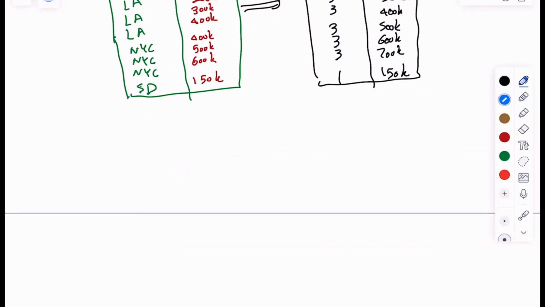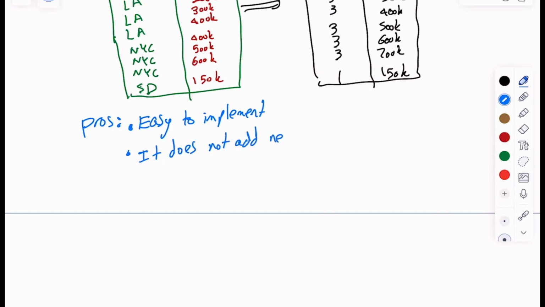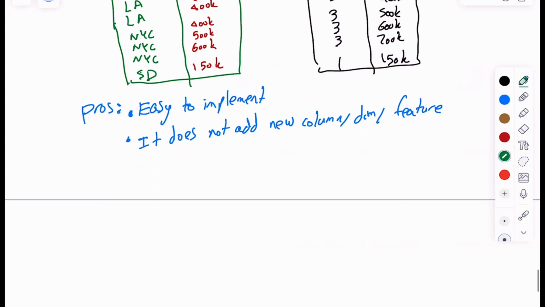So what are the pros and cons? Pros: easy to implement. Second, it does not add a new dimension. It does not add a new column, dimension, or feature, whichever you want to call it. All right, so these are the advantages of that. What's the disadvantage of this? What are the cons of that?